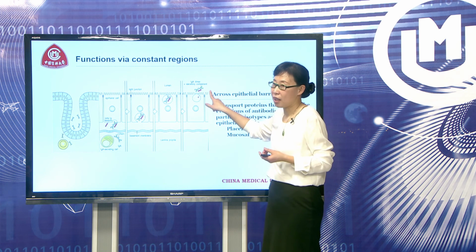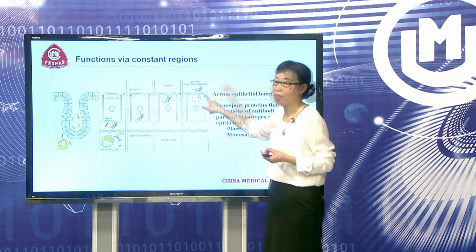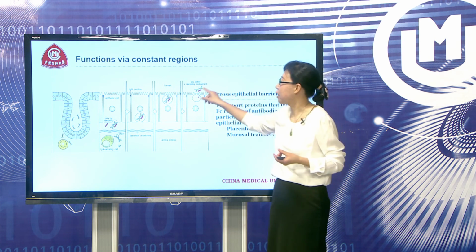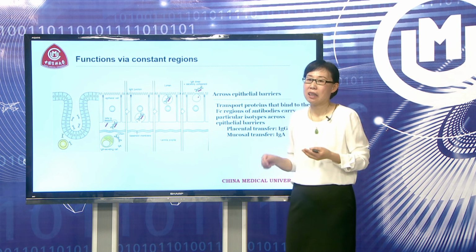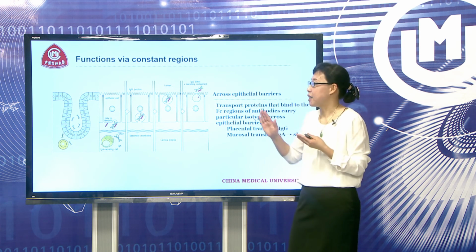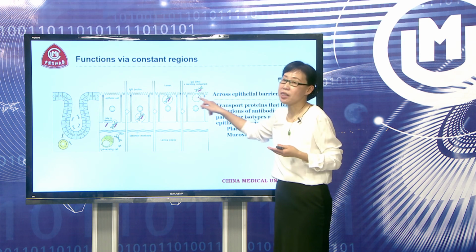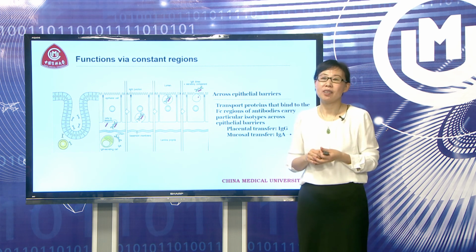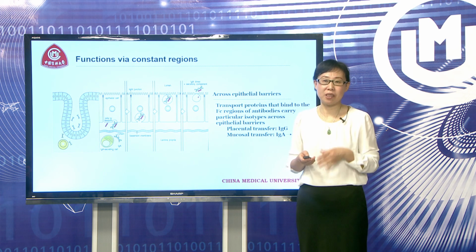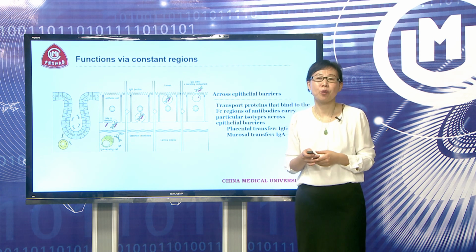of the immunoglobulin IgA. This part of the receptor is called the secretory component. It's on the surface of the IgA to form secretory IgA in the mucosal system. So secreted IgA is very important for the mucosal system.